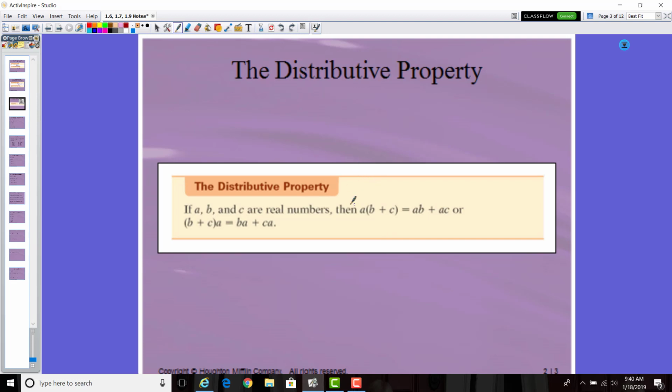If you have A, B, and C, and one of those numbers is being multiplied by a sum, or it could be a difference as well, then that number on the outside has to multiply by both values on the inside. Even if there's more than 2 here, you have to multiply this number on the outside that's being multiplied by the product by all of it. Doesn't matter if that number is on the front or the back. Okay, it would look like this: 2 times x plus 3. 2 multiplies by x to give us 2x, and 2 multiplies by 3 to give us positive 6.